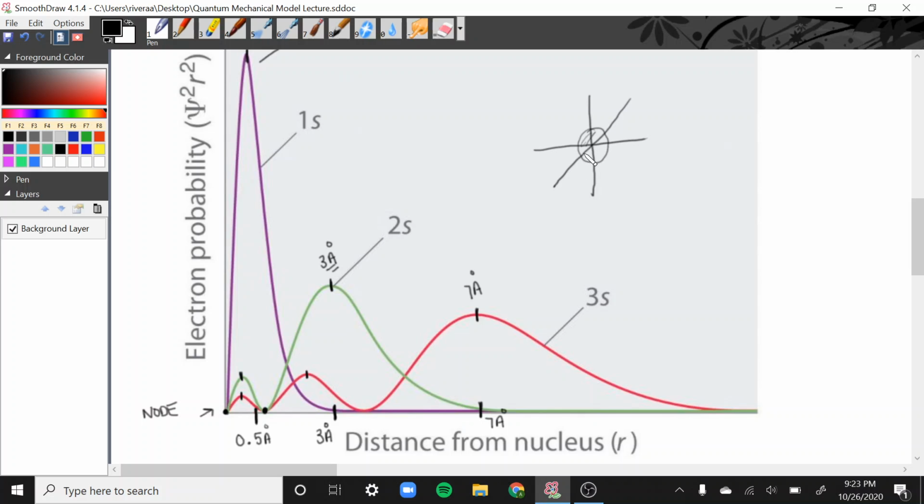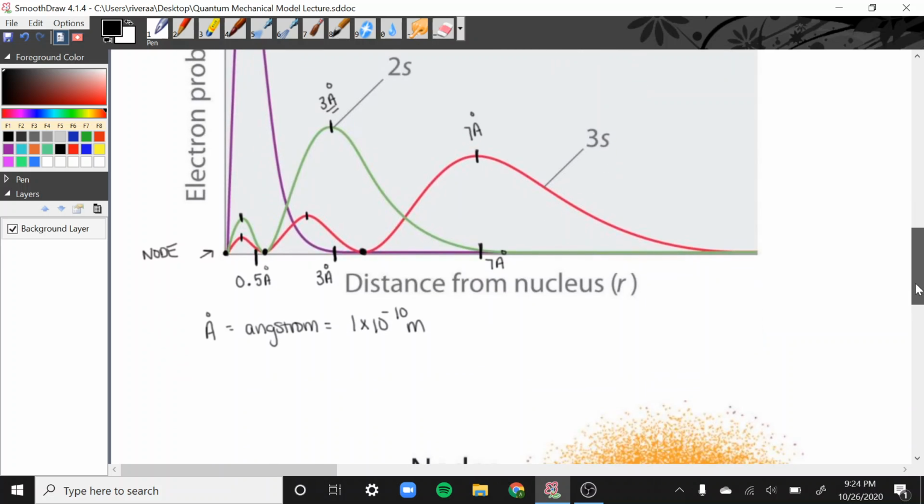All right, so there's our 1s orbital. I totally forgot I have a diagram of this down below. There's our 2s orbital. And then our 3s orbital is even bigger, okay? And there are those nodes in between where we're never going to find the electron. So there's another node right there. So how does the electron do it? I don't know.